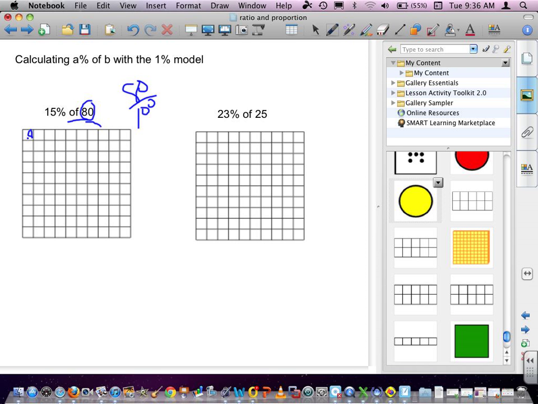Out of 100, right? Yeah, I'm going to say this whole thing represents $80. So what does each little square represent? $0.8 or 80 cents. You okay with that? Okay, so what would a row represent? 0.8 times 10. Which is $8. Yes?